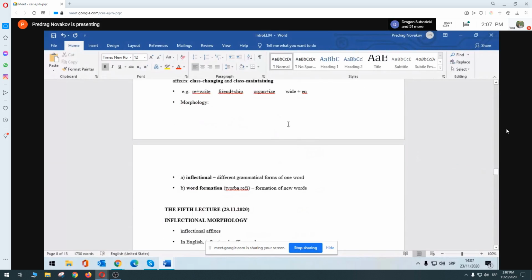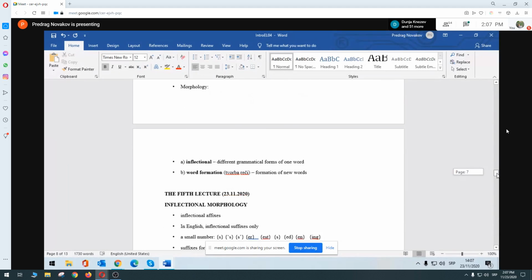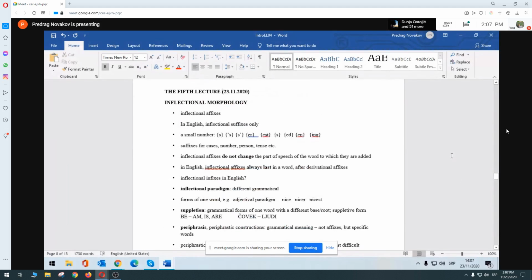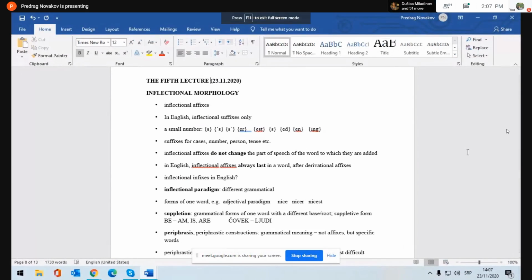Okay, let's continue now. This is where we stopped. We divided morphology into inflectional and word formation. And now we have to start with inflectional morphology in English. I believe everybody's here now. Inflectional morphology, as we said last time, does not create new words. This part of morphology simply creates different forms of one and the same word. This is very important. In word formation, we create new words.